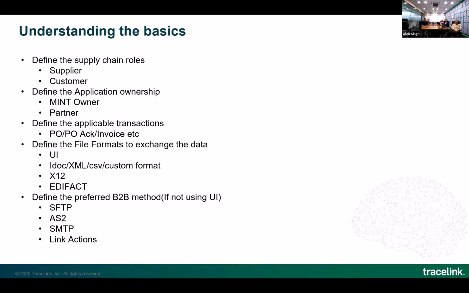Define the application ownership. Between supplier and customer, who is going to act as Mint owner, or who acts as a partner. Then when you have the external manufacturing orchestration that you want to implement, companies might not be looking to implement all of the transactions from the external manufacturing orchestration. So what are the different transactions that are involved in this part, what we are trying to configure? For example, PO, POAC, invoices, and so on.